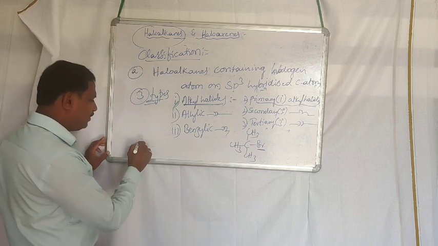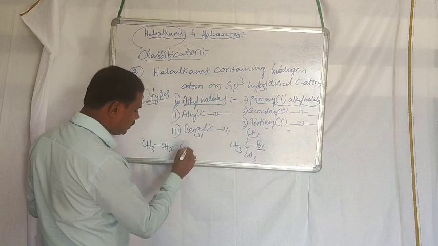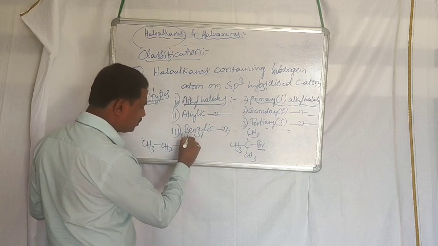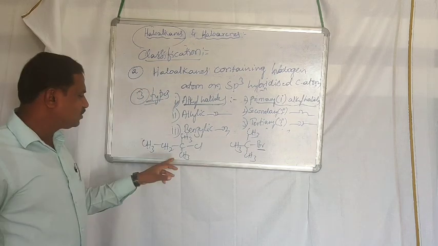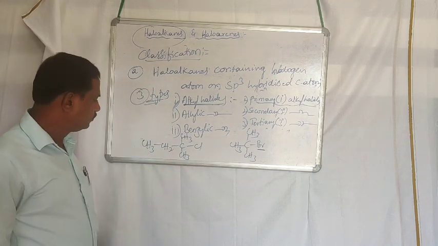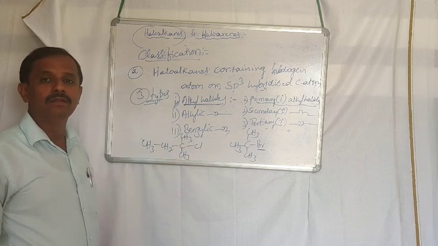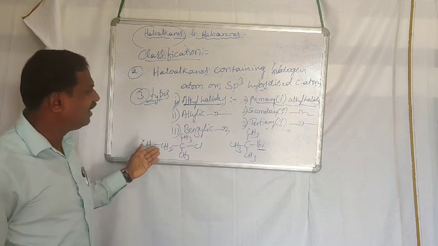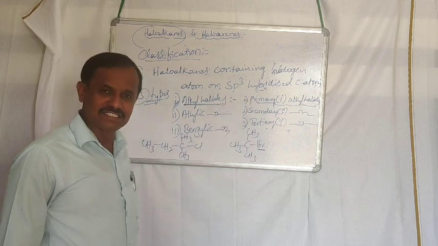Next, another example. You take CH3, CH2, CCl, CH3, CH3. The root word is butane: 1, 2, 3, 4. 2 chloro 2 methyl butane is another example of a tertiary alkyl halide. These are all the classifications of alkyl halides.